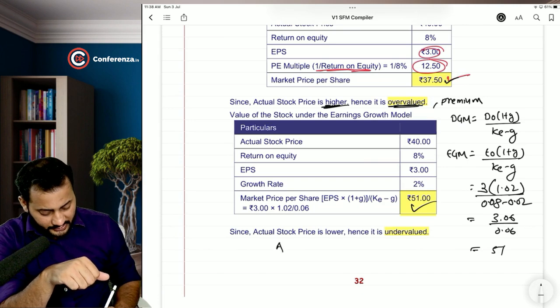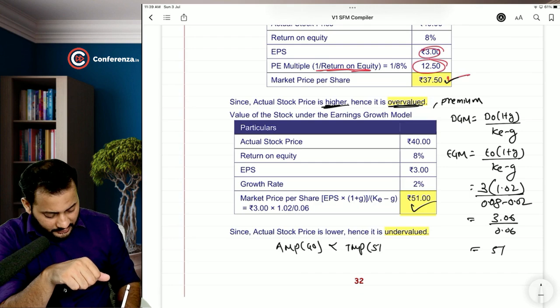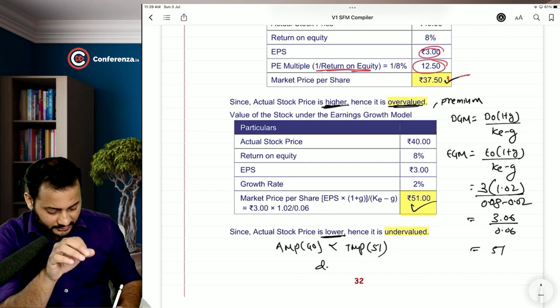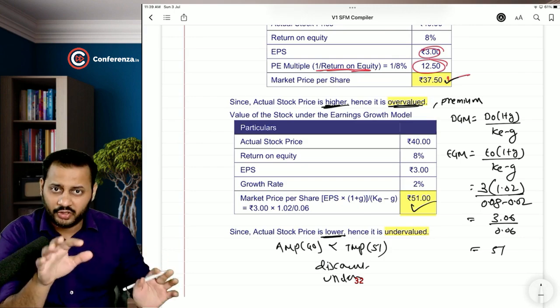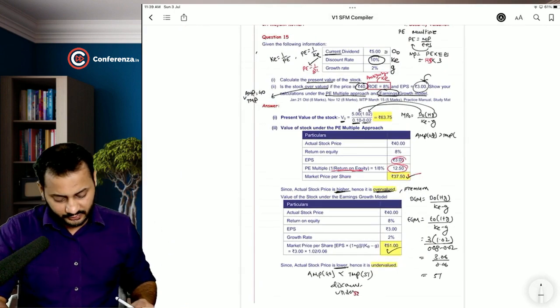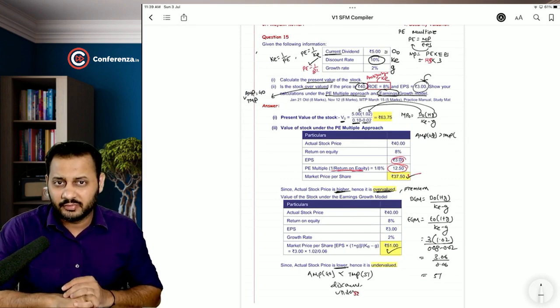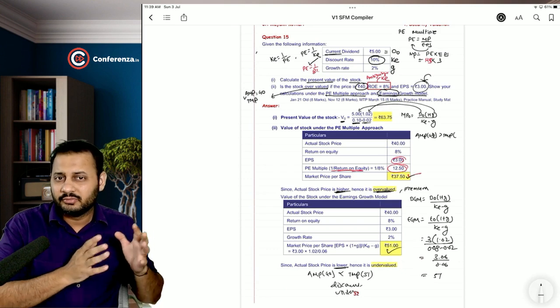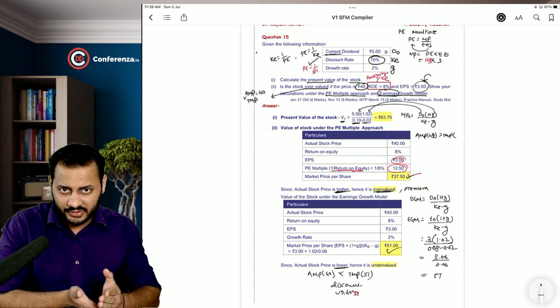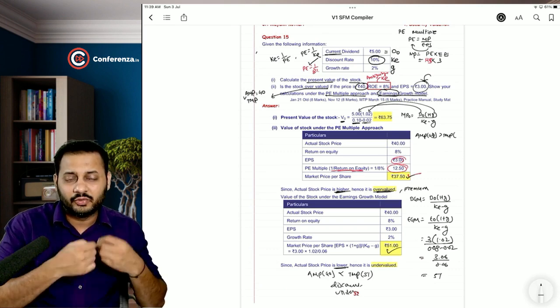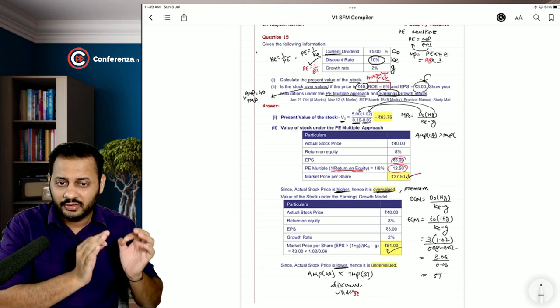Again, you are going to do the same thing. Actual market price, which is 40, is less than the theoretical market price of 51. Shares are selling at a lower price. We can say shares are selling at a discount, and they are undervalued, not overvalued. Okay, are you good with this? So what are the two theories that you have learned in this question? First is the PE multiple approach, where you calculate the market price as PE ratio into EPS. Second one is the earnings growth model, where instead of growing the dividend, you grow the earnings.